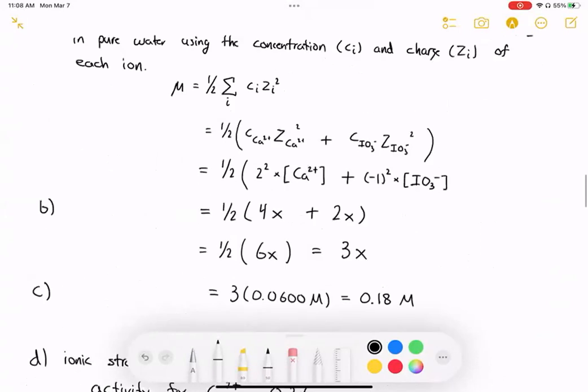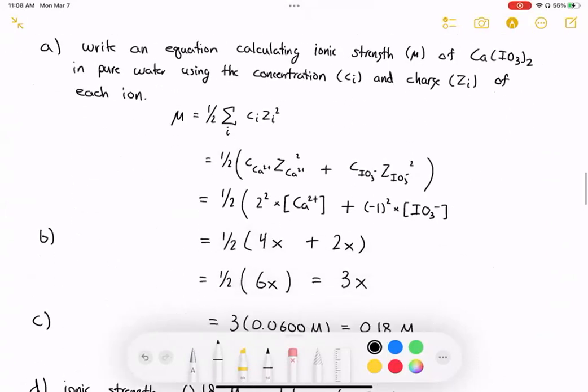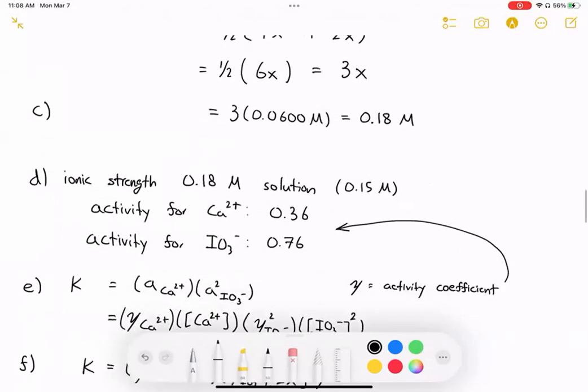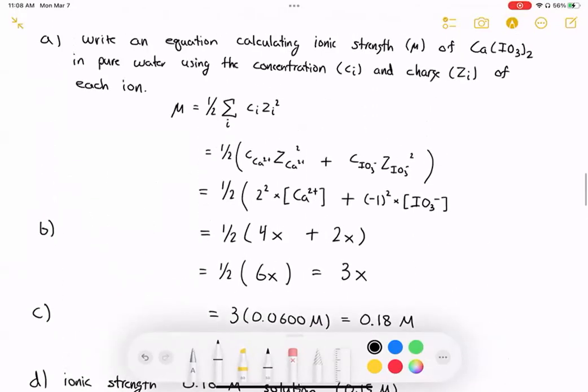Let's go back, make sure we're calculating it correctly. Ci Zi squared. Yeah. So Zi squared. We'll go back here. That's the equation we use.